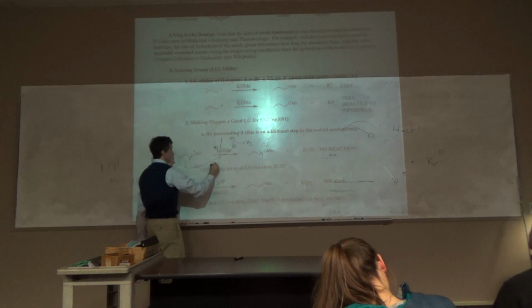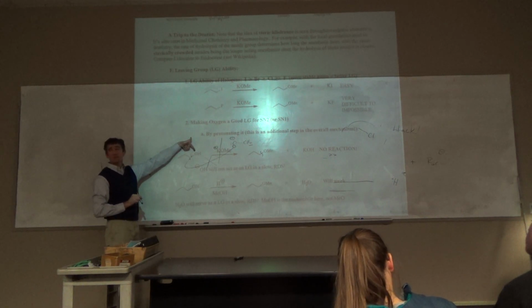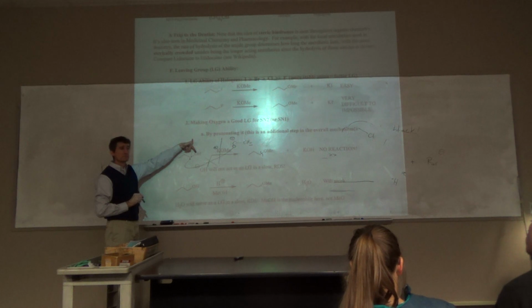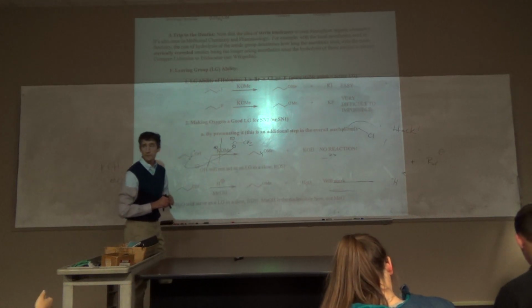But guess what? This reaction isn't going to happen because the OH is not a good leaving group. If this was a bromine, then this would take place. Not a good leaving group. Hydroxide will not act as a leaving group in a slow rate determining step.